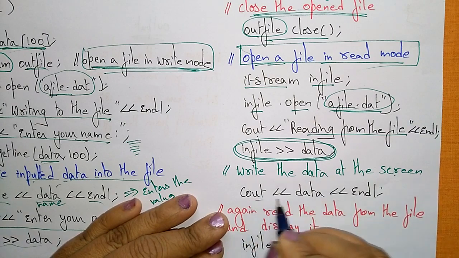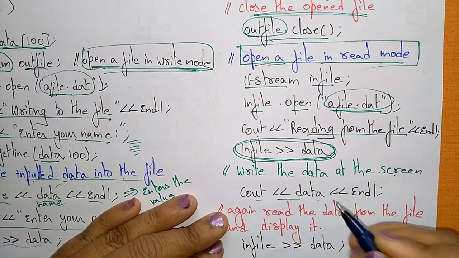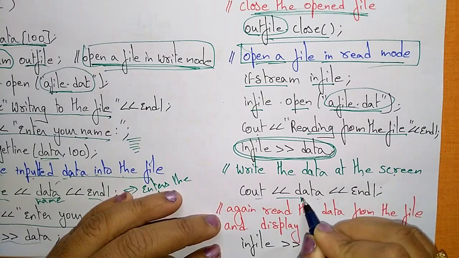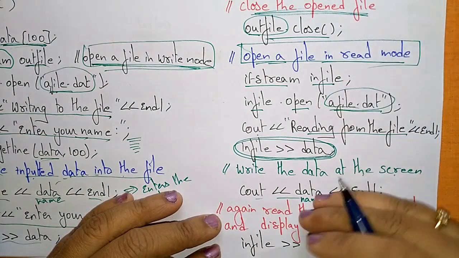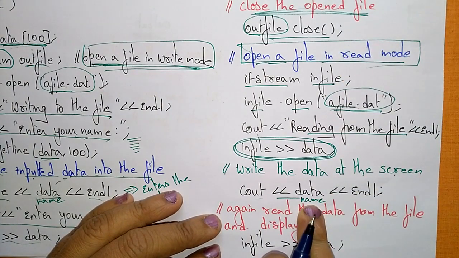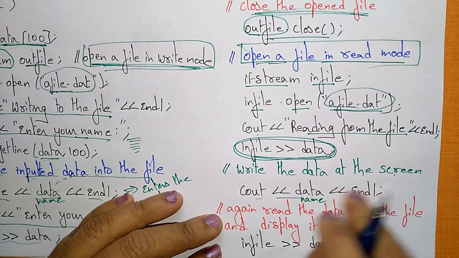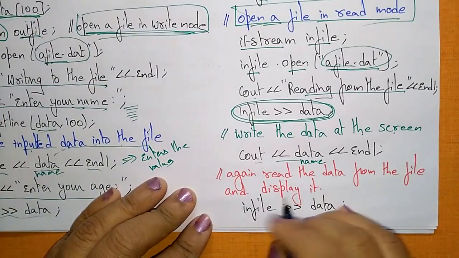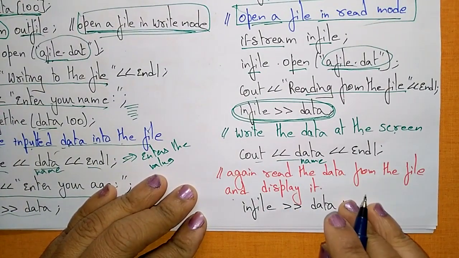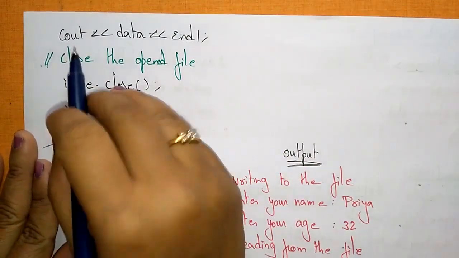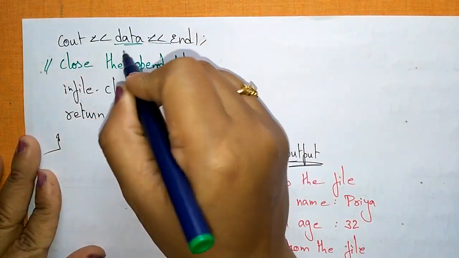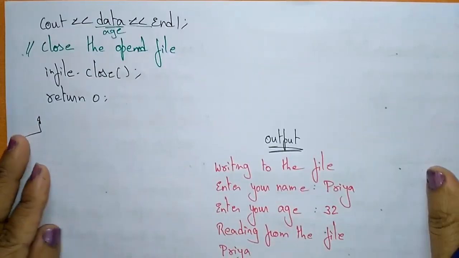Now whenever I run this statement, it prints the name. So whatever was already stored in the output mode will be read and displayed on the screen. That is, the first data contains the name. Now again read the data from the file and display it. Same infile, I am reading the other data. Now I am displaying it on the screen. In this place the age will be displayed on the screen.